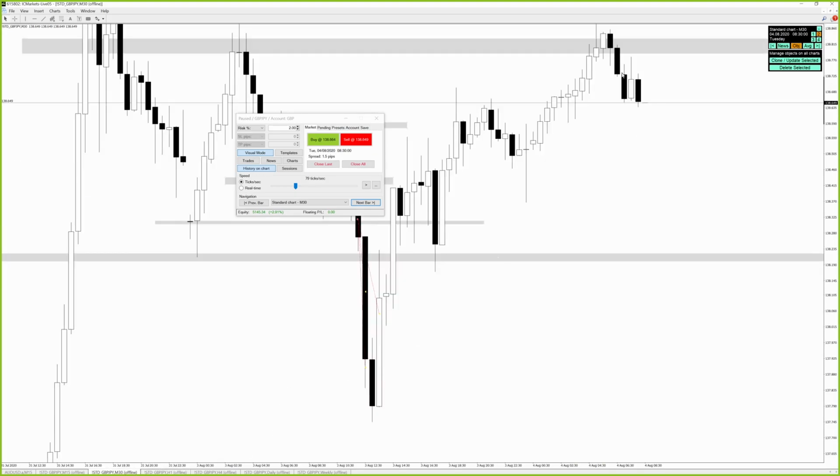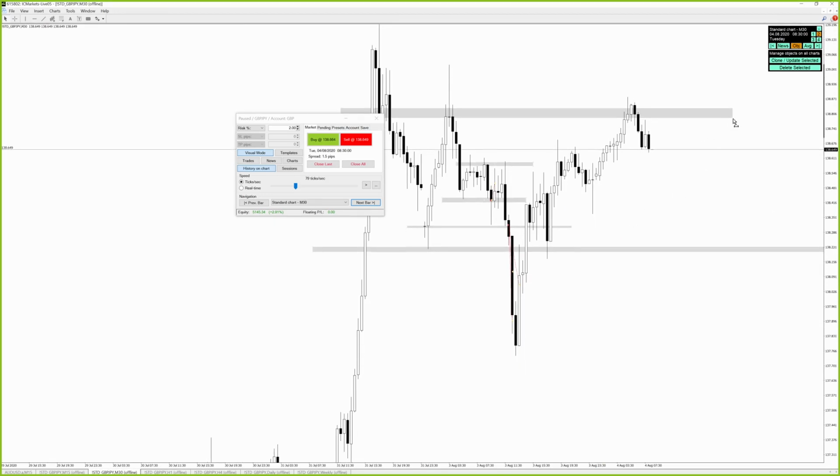Go to a 30-minute time frame. Same idea over here. We're going to remove all the zones over here. Man, that was really difficult. So like this. All right, perfect.